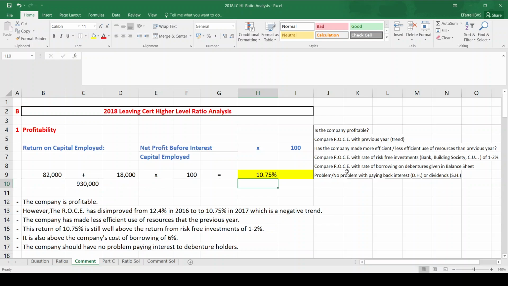Now, I have questions that I use here to help guide my answers, so I'm just going to try and answer these questions here. But first of all, the company is profitable. It's 10.75%. If it's making over 7, 8, 9%, I suppose the company is profitable. However, there are three things I would always compare it to. Compare it to the previous year, compare it to the rate of return on risk-free investments in banks, building societies and credit unions, and compare it to the rate of borrowing on debentures. And we'll talk about those three things in a minute.